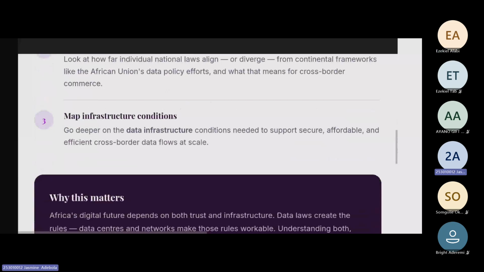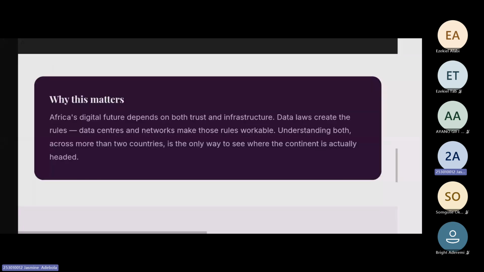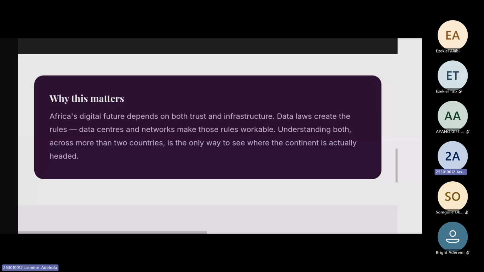So this is why it matters, because Africa's digital future depends on both trust and infrastructure. Data laws create the rules, and data centers and networks make those rules workable. So understanding both things across more than two countries is one of the only ways to see where the continent is actually headed concerning AI and data governance. So yeah, I think that's it. Thank you very much. That's all that I have to say.